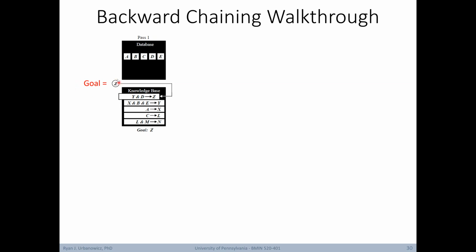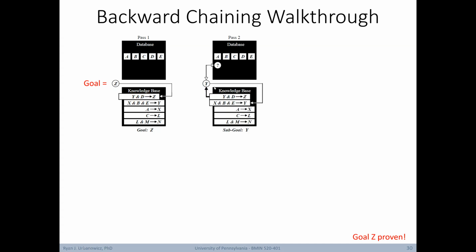In this case, the goal we're trying to prove is Z. Here's our knowledge base with rules and our fact base. Again, these facts could be either provided up front by the user or they could be hard-coded facts in the knowledge base. Starting from Z, we find a rule in our knowledge base that has Z as its consequence. If Y and D, then Z. So at this point, we know that to prove Z, we need to also prove Y, and then we need to prove D. We'll start with Y. So now our goal is to check if Y is already in our fact base, which it's not.